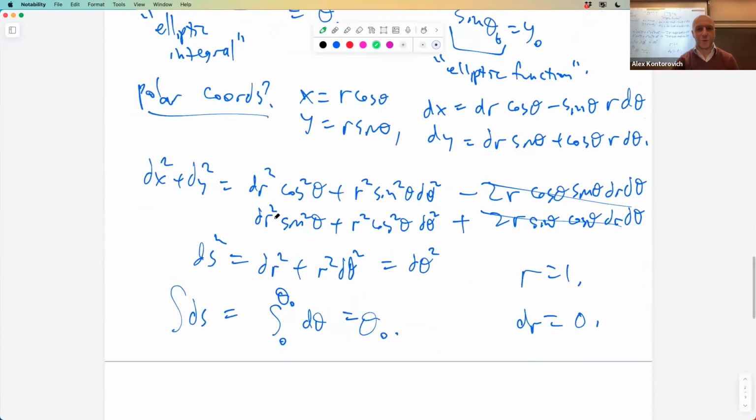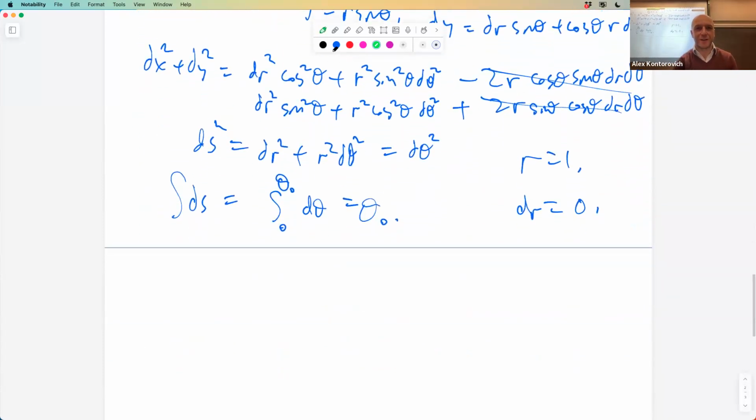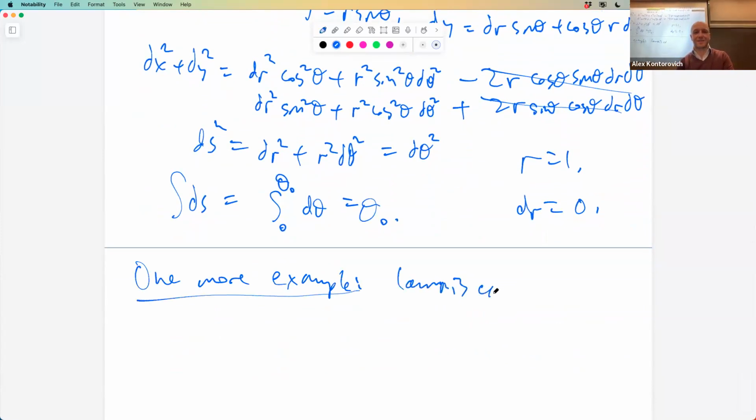Okay, so one more example before we see the general theory. So one more example is the lemniscate. R squared equals cosine of 2 theta. There are a lot of reasons why people studied this thing.